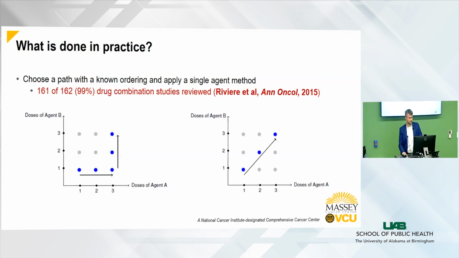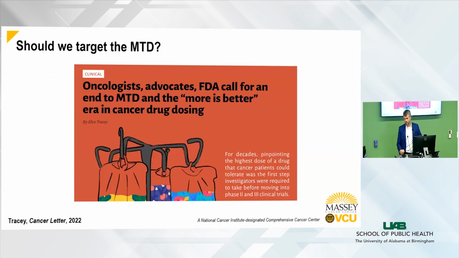The other problem we're talking about is multiple endpoints, toxicity and efficacy. Should we be targeting the MTD, right? So should we be pushing that dose higher based on a single toxicity endpoint, or is there some other dose that might be more optimal in terms of both its safety and its efficacy? And this is a big call from lots of different entities, FDA, oncologists, patient advocates, lots of different folks calling for the end of this more is better approach to dose finding in cancer.